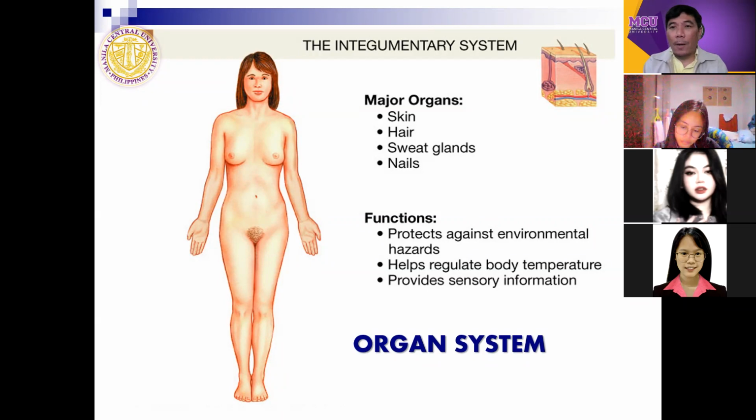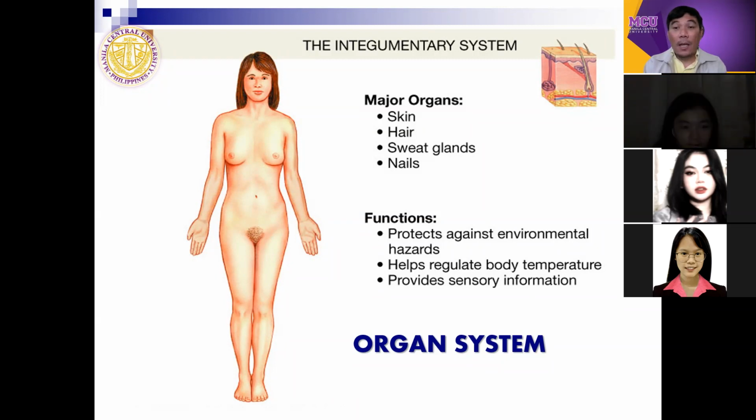Okay, if we're talking about sunburn, then obviously the major organs of the integumentary system that are affected are, can you identify? From the 4 major organs, the skin, the hair, the sweat glands, the nails. Skin po. Skin. Any other major organs that are affected for sunburn?